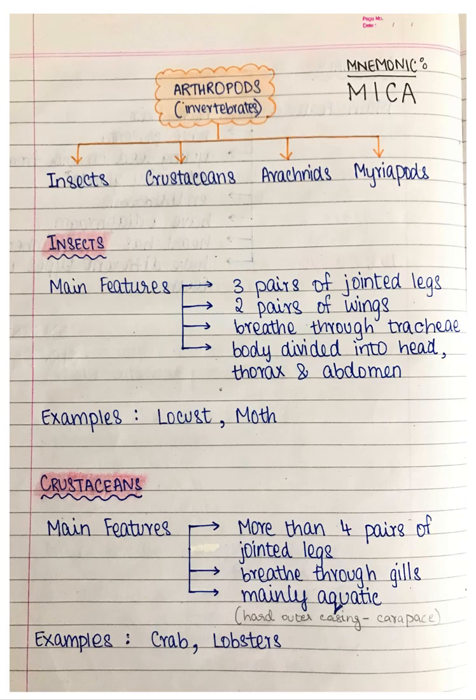Crustaceans have more than 4 pairs of jointed legs. They usually live in water. Some of them have limbs that branch into 2 at the ends. They have 2 pairs of antennae but no wings. Crabs, lobsters, shrimps, and woodlice are examples of crustaceans.